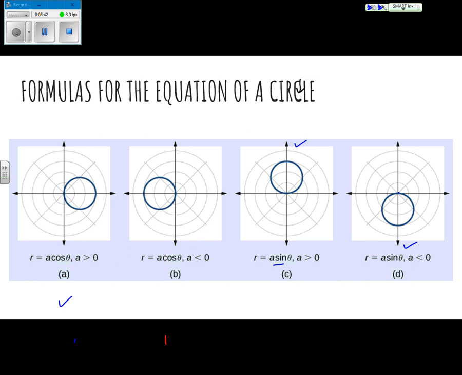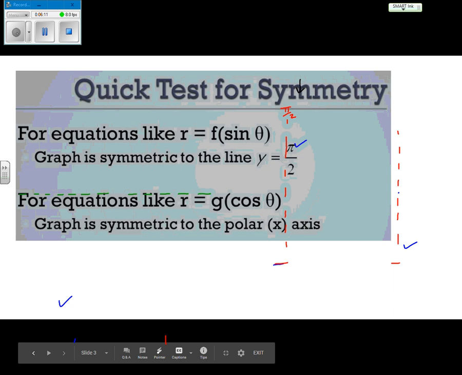Now, just looking at this, I see that I have some symmetry. Okay? For cosine, my graph is always going to be symmetric with respect to the polar axis. And anytime I have sine, like I have here, my graph is always going to be symmetric about the line theta equals pi over 2. And that's what's stated on this slide that I skipped.